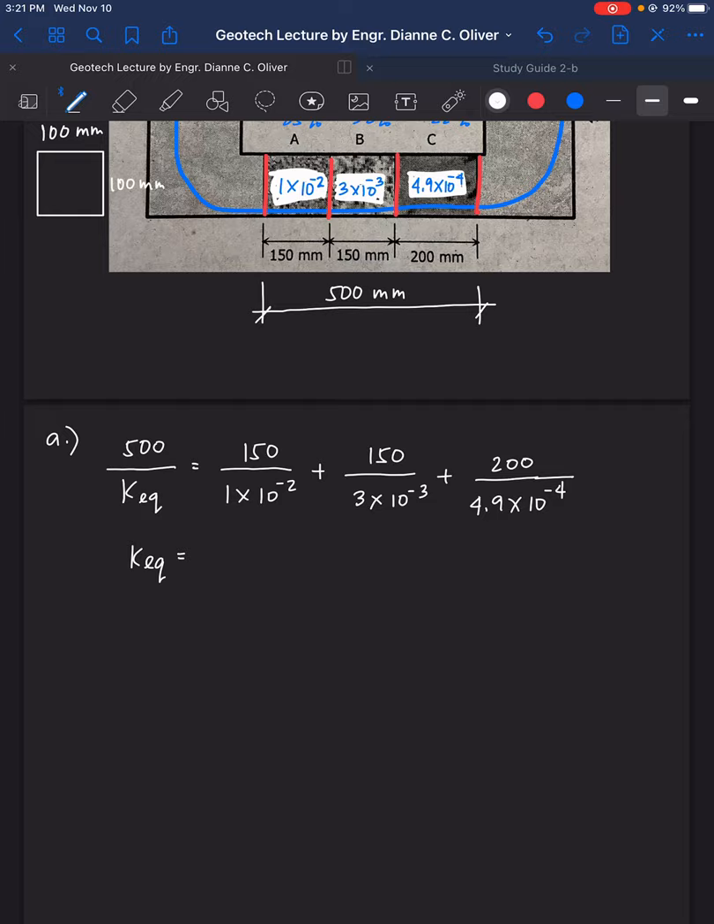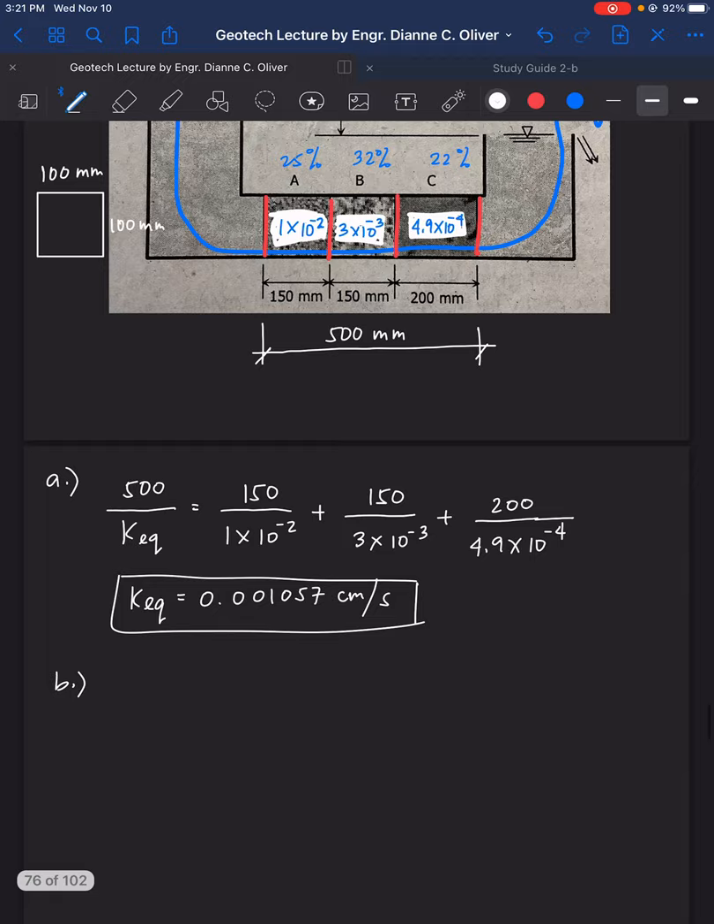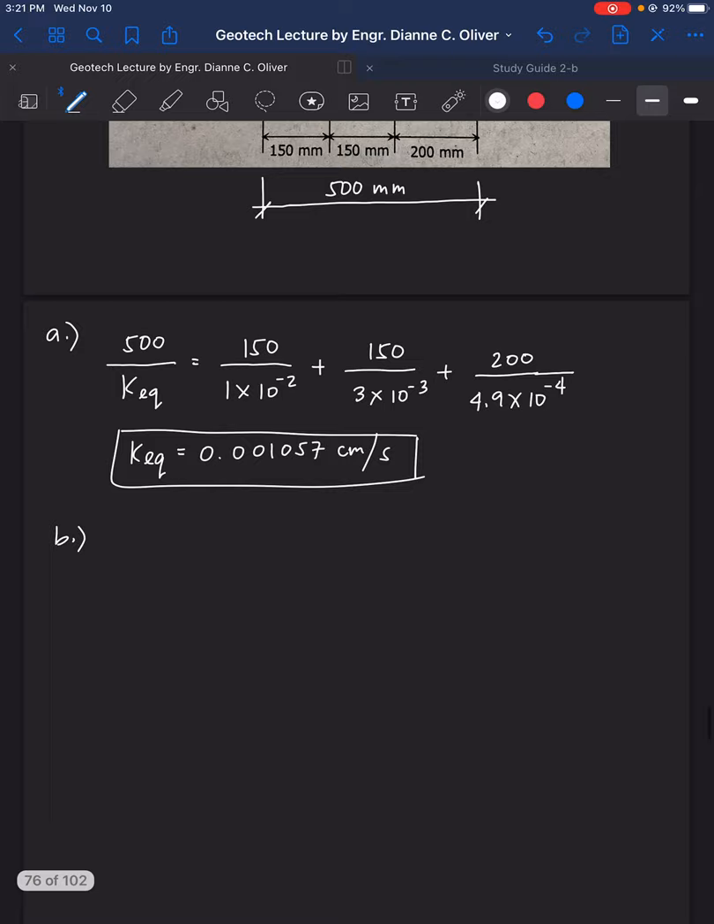Okay, so here we have K equivalent 0.00157 centimeter per second. Now next we have letter B. We are computing for the rate of flow in cubic centimeter per hour, in Q equals KiA, big letter A. The difference here is we're using K equivalent, right? So we have K equivalent of 0.001057 centimeter per second.